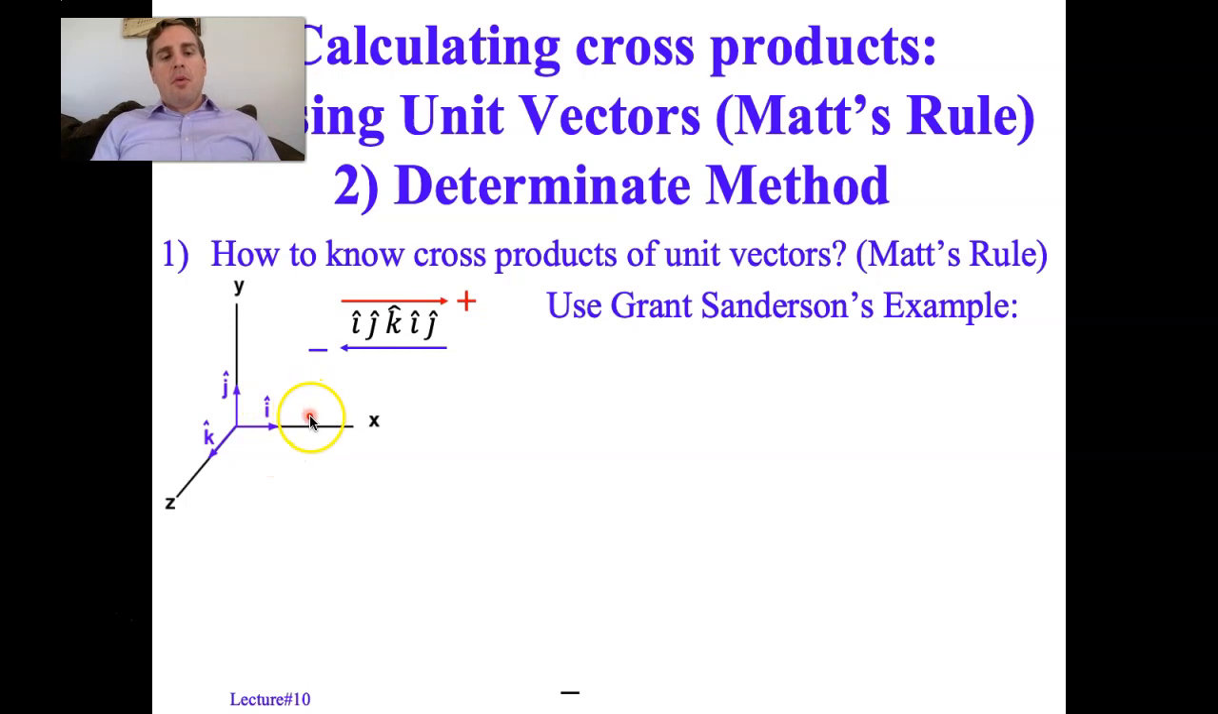But the point is sometimes we'll have vectors along a single axis and we want to perform the cross product of them. So this is what we call Matt's rule. If we move from left to right, we get a positive cross product. If we move from right to left, we get a negative cross product. Notice that if you stay at the same vector, then the cross product is zero. That is to say, i hat cross i hat is zero, j hat cross j hat is zero, and k hat cross k hat is zero.